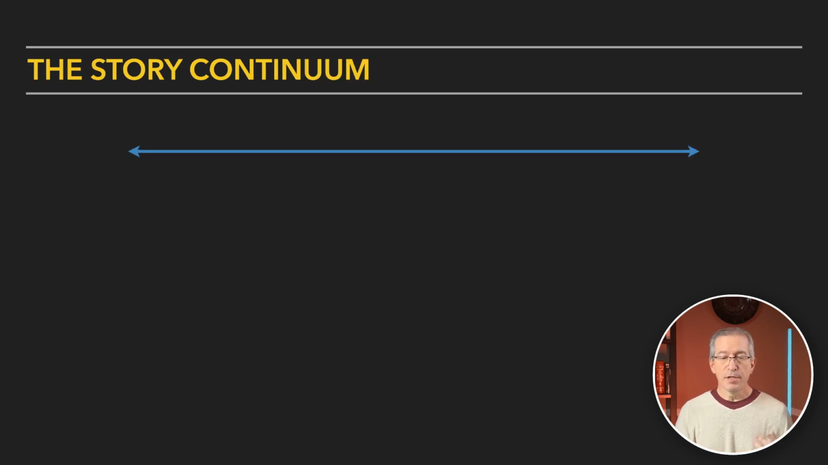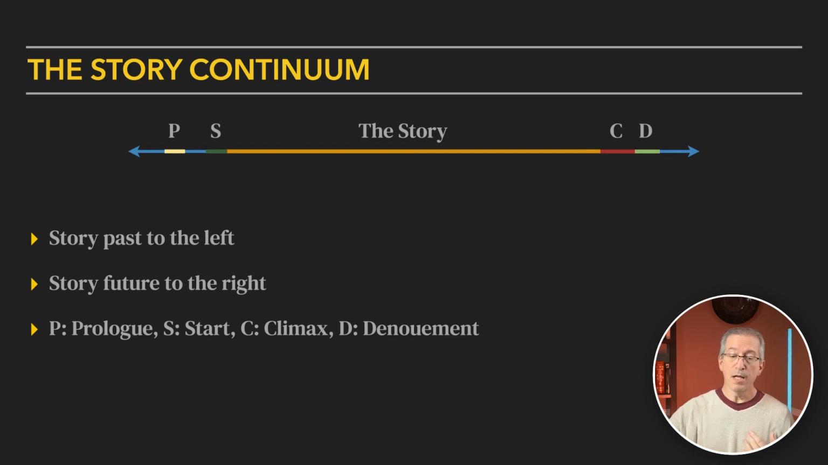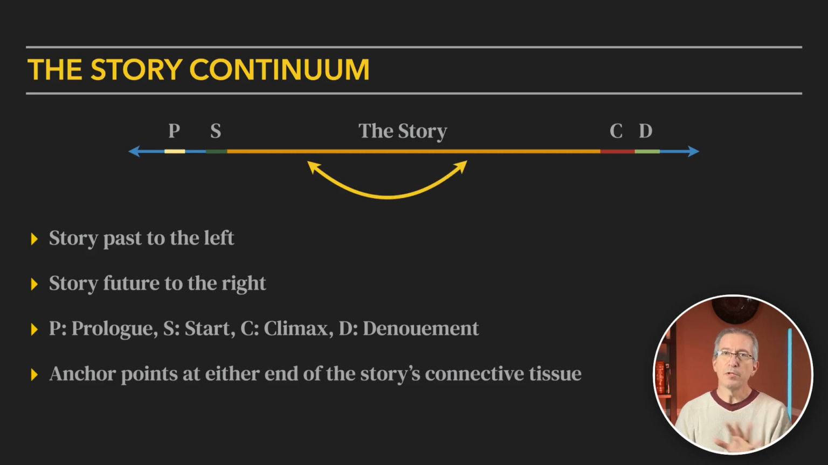And so the story continuum will have the past on the left, the future on the right, and each story, not everyone will have a prologue, but it could, but then we'll have the start of the story with the inciting incident, the story develops over time, and we'll finally have the climax and the denouement at the end. And then these anchor points I'll be using again to tie two parts of the story together.